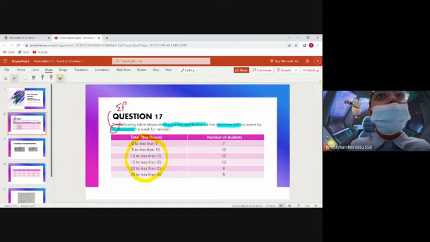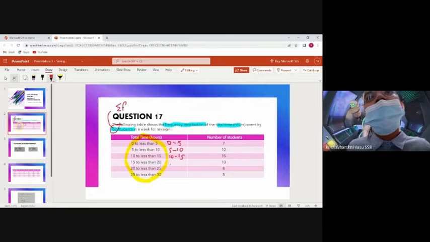the modal class, because they think that the modal class is actually 0 to 5, 5 to 10, 10 to 15, 15 to 20, 20 to 25, and finally 25 to 30. This is where many students make mistakes.